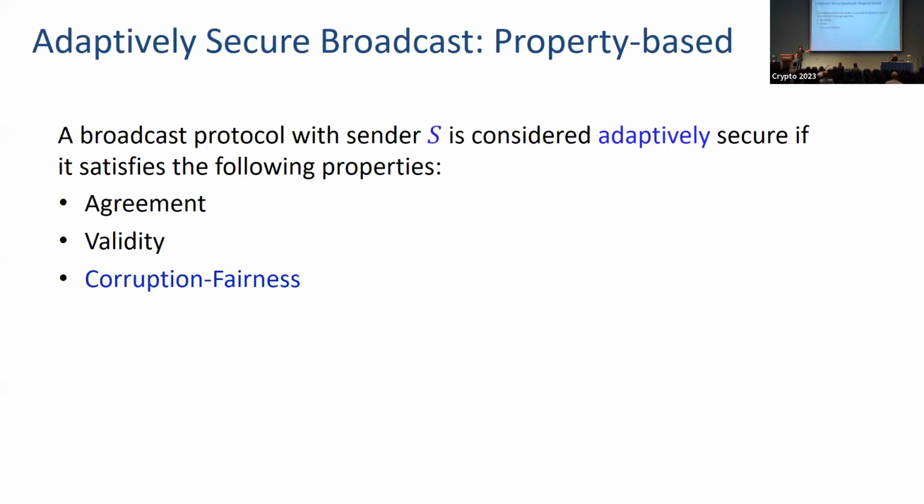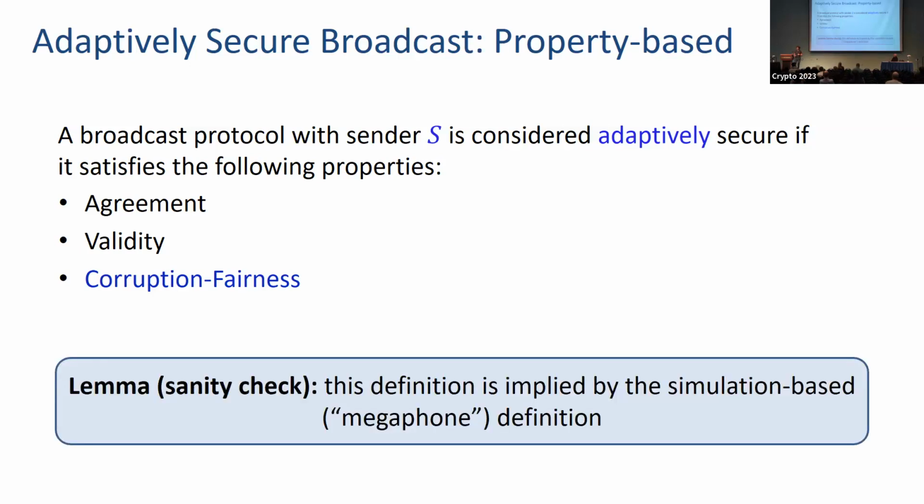And this is now a property-based definition of adaptively secure broadcast: satisfy agreement, validity, and also corruption fairness. And we show that, as a sanity check, if we have a protocol realizing the megaphone functionality, it will also satisfy the property-based definition.